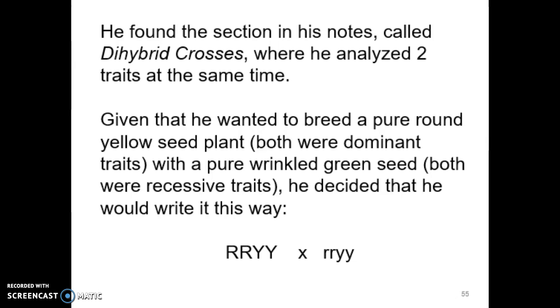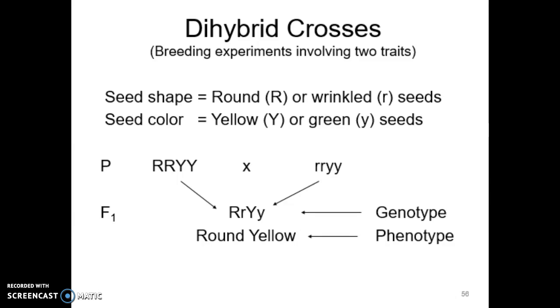Given that he wanted to breed a pure round yellow seed plant, both were dominant traits, with a pure wrinkled green seed, both were recessive traits, he decided that he would write it this way. 2 capital R's, 2 capital Y's, representing the dominant breed, crossed with 2 small r's and 2 small y's, representing the recessive traits. This is a dihybrid cross.